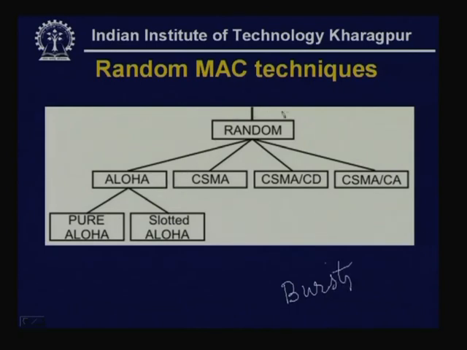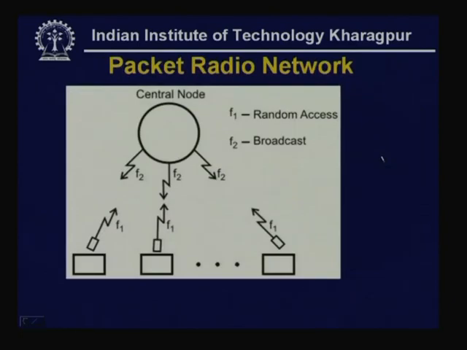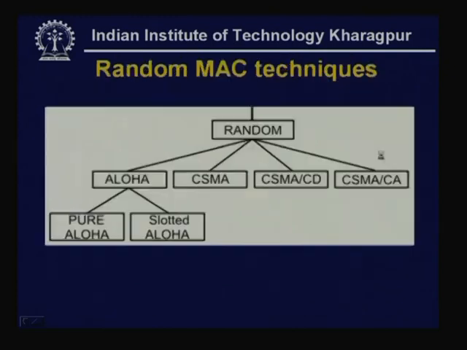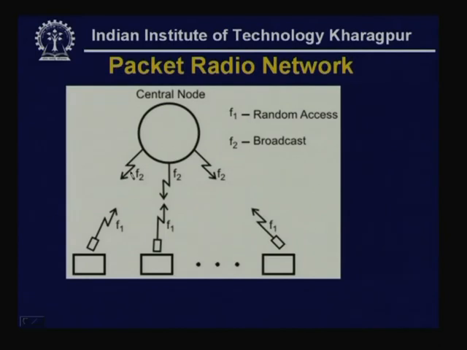This random medium access control technique again can be divided into 4 different types: Aloha, CSMA, CSMA-CD and CSMA-CA. We shall discuss each of them one by one. Let us first consider the first one, that is Aloha. This Aloha was developed for a packet radio network by the University of Hawaii.